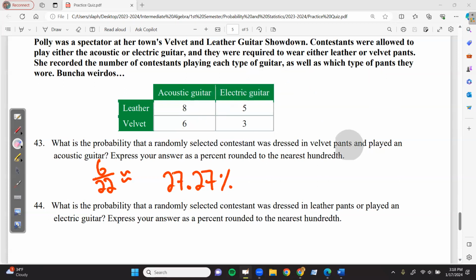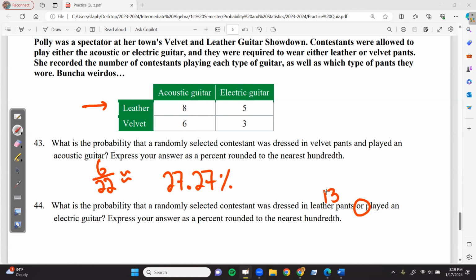We're going again. Here it goes. The word "or" is the kicker. Or, huge. So it means I got to count up first just the leather pants people, and that is 13. They are all in this row right here. There are 13. So I'm going to write the number 13.